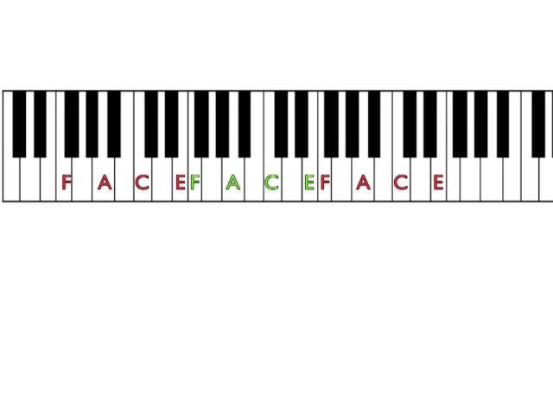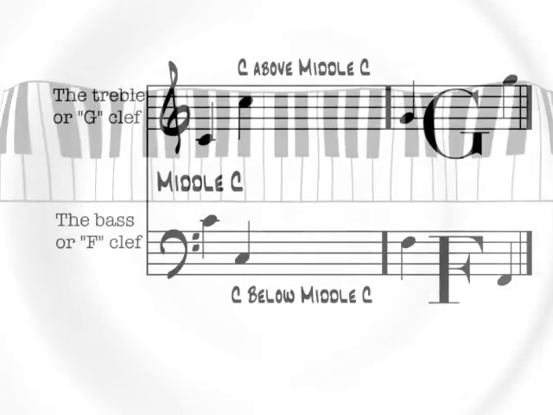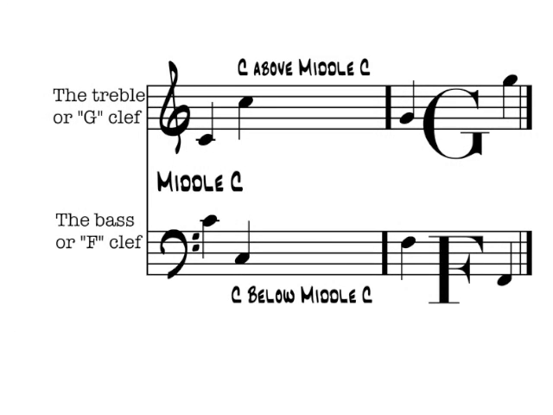Here are those same notes on the keyboard. So going back to our original graphic, for the treble clef we see middle C and the C above it, and we also notice that the highest note on the staff there is a G.